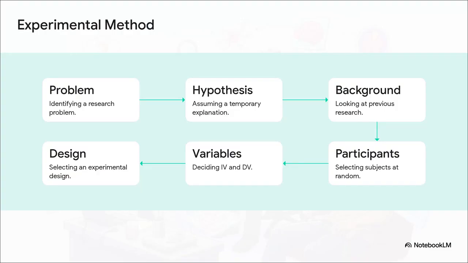But what if you want to prove that X absolutely causes Y? Well, to truly prove a cause and effect relationship, our psychological detectives have to rigidly follow the 7 ironclad rules of the experimental method. You really can't skip around here.